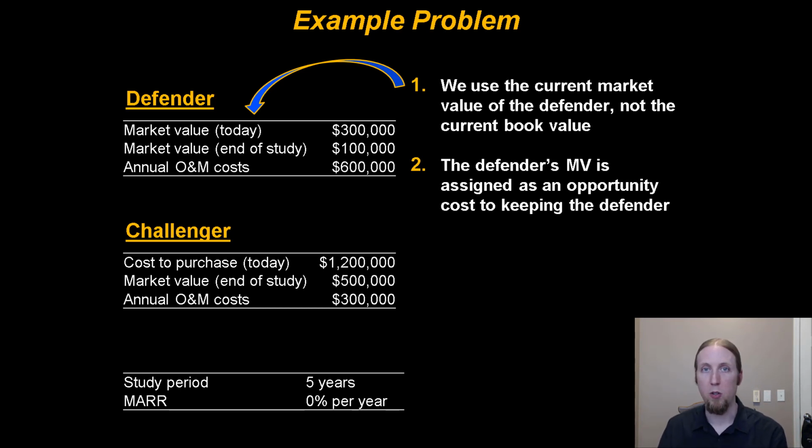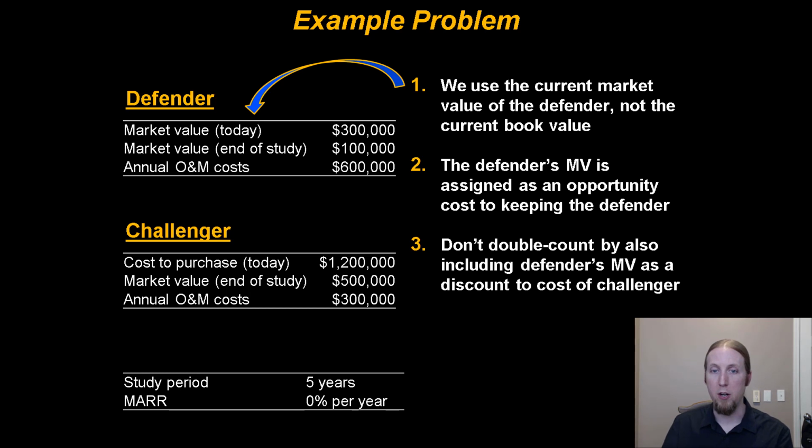On the other hand, once we're looking at the value of the Challenger, we are not going to double count by also including the market value of the Defender as a discount to the cost of the Challenger. The cost for the Challenger, the new boiler, is $1.2 million, not $900,000. It's true that if we go with the Challenger, we would sell the Defender today and get that $300,000. But if we included it as both an initial investment in the Defender and a discount in the Challenger, it's double counting by assigning that value to both of the assets. So we're not going to do that.